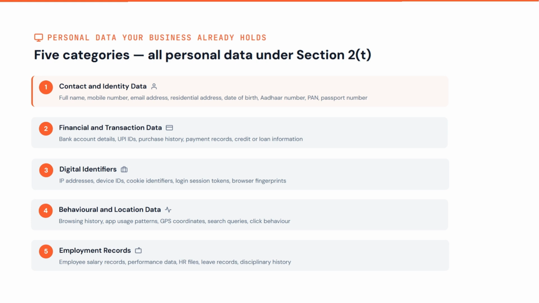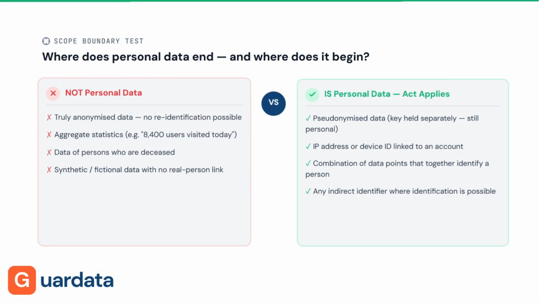Some data falls outside the definition entirely. Truly anonymized data, where no re-identification is possible. Not personal data. Aggregate statistics, like total visitor counts. Not personal data. Data about deceased persons, not covered.